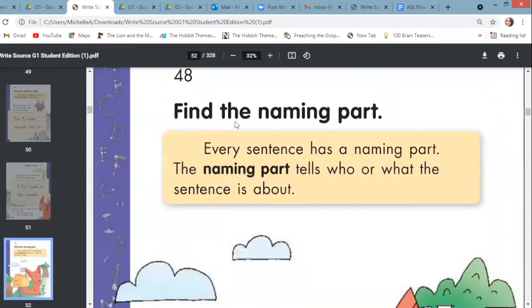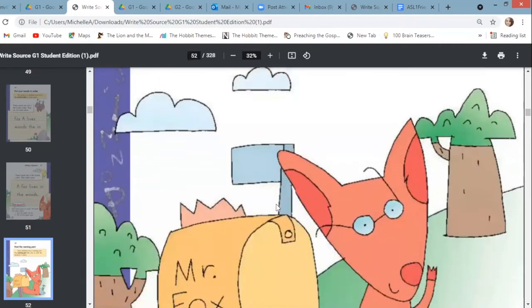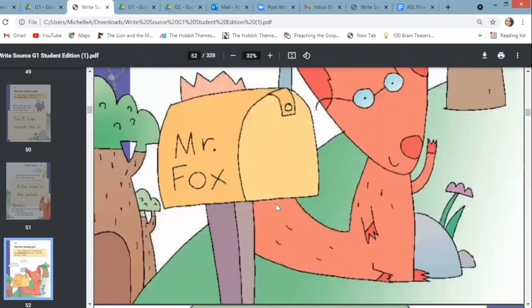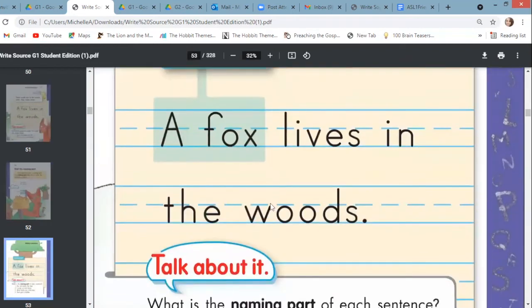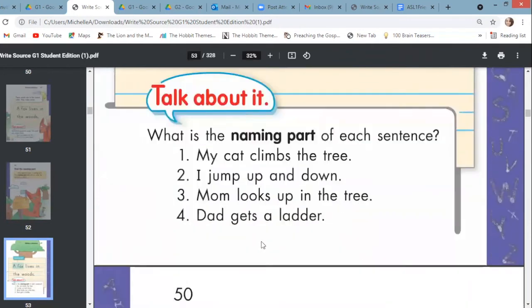So, in a sentence, we have to find the naming part. Every sentence has a naming part. Yes, Lucas? Are we going to start writing? Of course. I just want to go over this with you and I have an exercise for you to do. Okay, what is the naming part? The naming part tells who or what the sentence is about. Like the fox or my friend or Kim. A fox is the naming part. A fox lives in the woods.